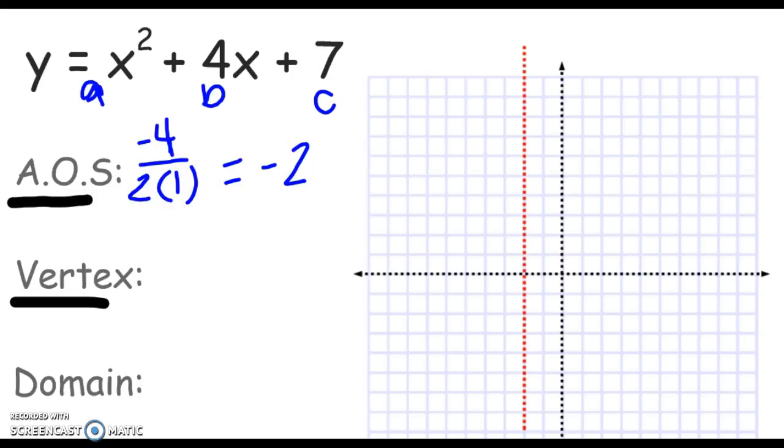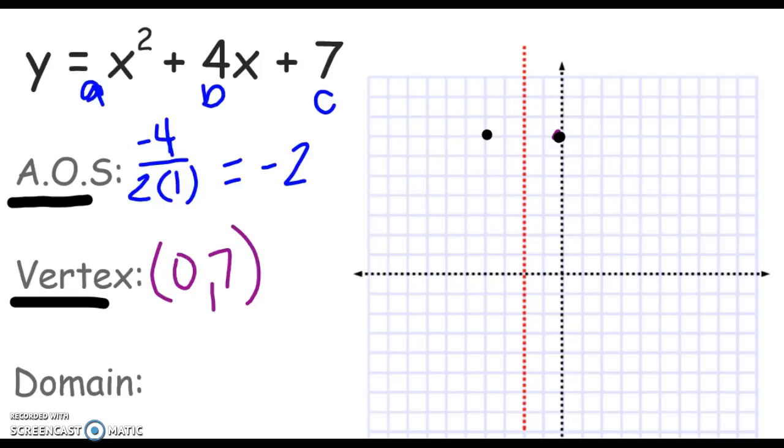So if I use my 0, c, that would be 0, 7. So I go over 0, up 7, and go ahead and plot that point right there. And if we know anything about graphing parabolas, one side is going to be the same as the other side. So I know that that other side is going to look like a 7 right there.